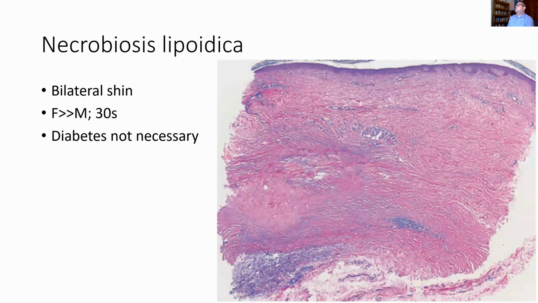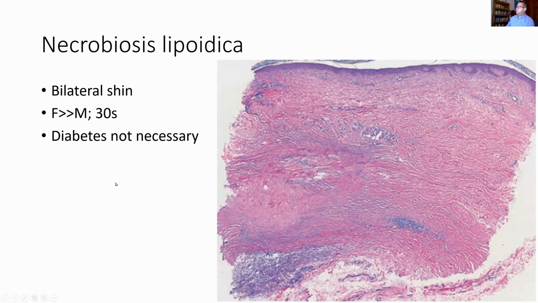So necrobiosis lipoidica, when I trained, it had the diabeticorum, NLD, added to it. And then a number of cases came out showing that it was not as highly associated with diabetes. Just know bilateral shins. So because we're on the lower leg, you can run into this erythema nodosum differential, females more than males, and it's a young person's disease.